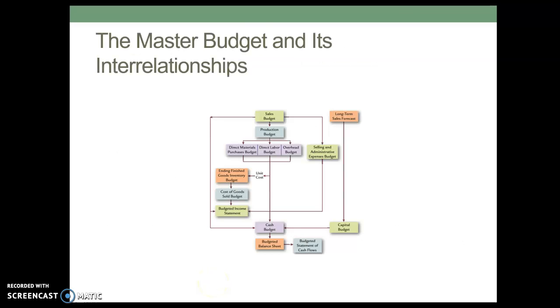Here is a picture from the previous PowerPoint show, from your book, showing how all these different pieces of budgets are interrelated to each other. So here we're going to take a look at the operating budget, which includes the sales, the production budget, the direct materials, direct labor, and overhead budgets. And then we go to the ending finished goods budget, the cost of goods sold budget, and the selling and administrative expense budget.